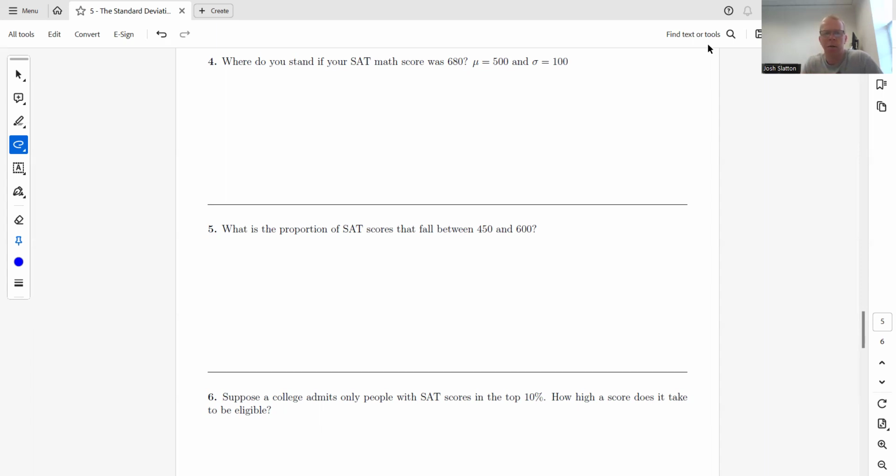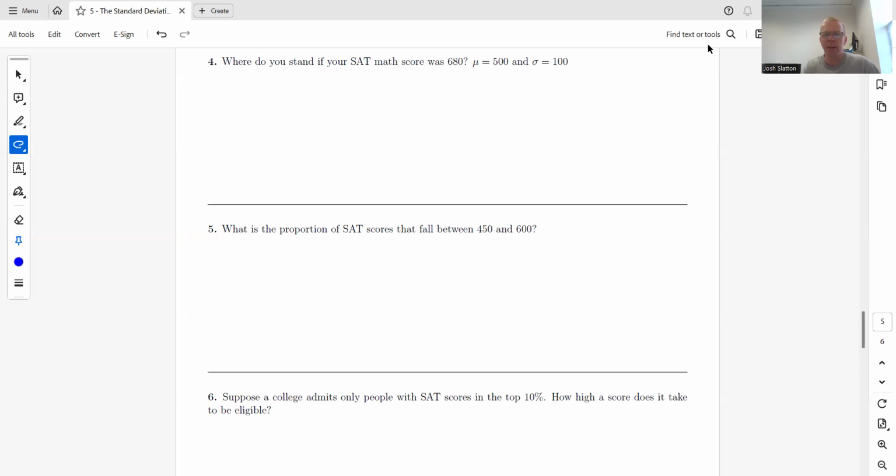So in this case, where do you stand if your math score was 680? You can calculate the z-score. That would be a z-score of 1.8, which is not 1, 2, or 3, obviously. So we have to do something different. You need your graphing calculator for this, and these are actually easier. It's kind of easier to do it this way, and it's more precise. So let's see how we're going to do this.